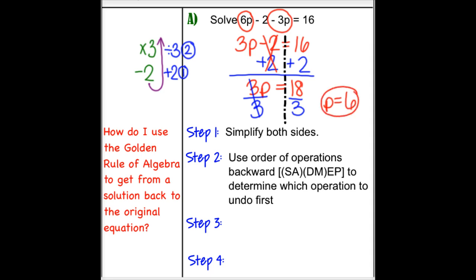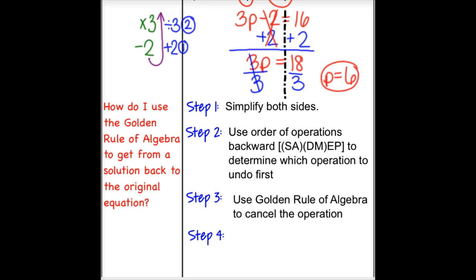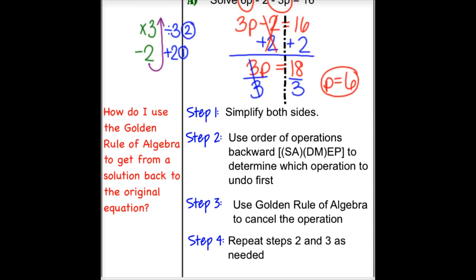Now, step 3 is going to be to use that golden rule of algebra just like we did. And then step 4 is going to repeat as needed. And don't forget to check your answer.